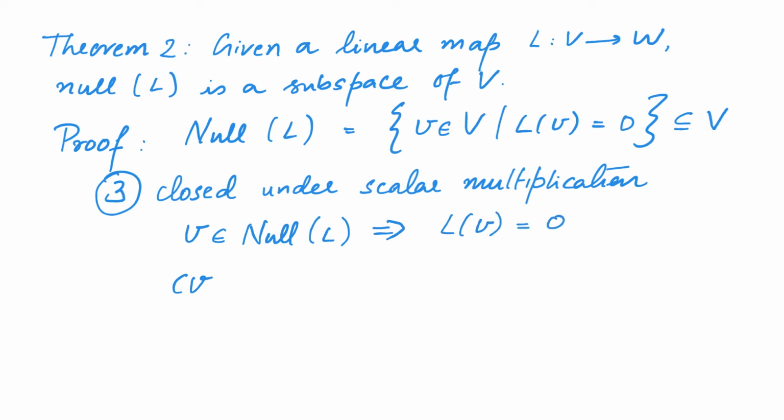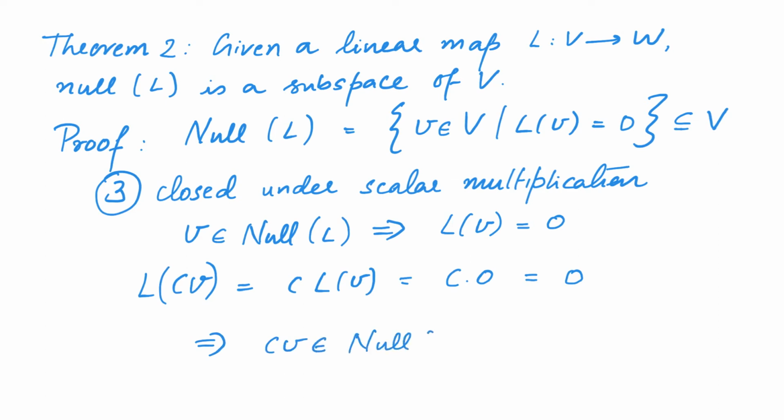And to show CV belongs to null of L, what we need to show is that L of CV is equal to 0. But by linearity, L of CV is equal to C times L of V. But L of V is equal to 0, so we get C into 0, which is the 0 vector itself. And therefore, we know that CV also belongs to null of L. And this completes the proof that null of L is a subspace.